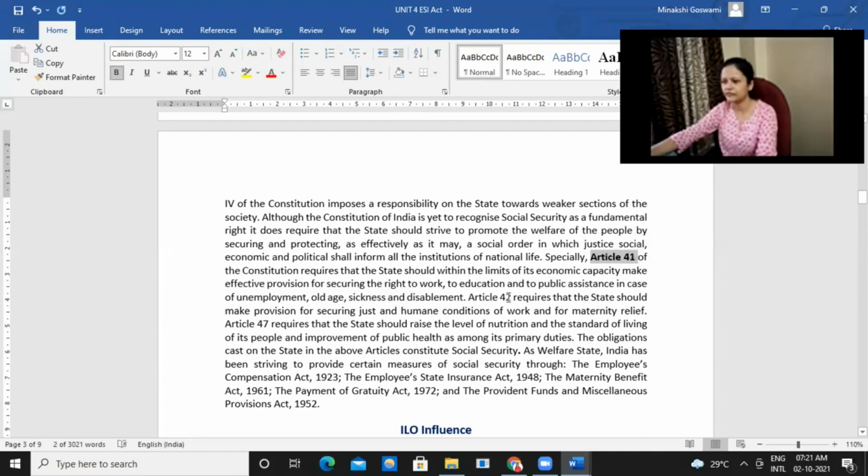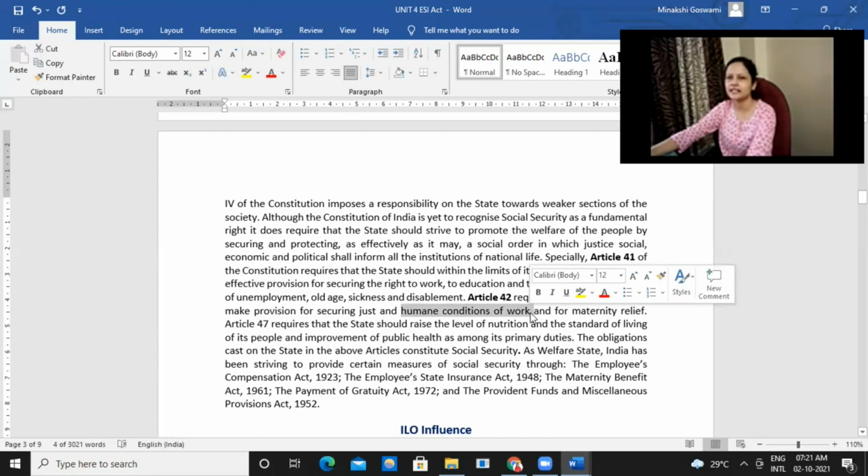Similarly, under Article 42 also, the state should make provisions for securing just and humane conditions of work and for maternity relief. That whatever good working conditions must be maintained at work. For that, again, we have legislations like the Factories Act, where all the guidelines are being given. For maternity benefit also, the Maternity Benefit Act is already there. So these are the guidelines or directions that were given to the government, and they have accordingly tried implementing legislations.